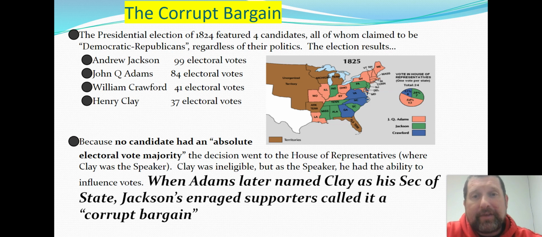The presidential election of 1824 features, of course, Andrew Jackson, a Democrat, John Quincy Adams as a Republican, and then you've got a couple other guys in there, William Crawford, Henry Clay. In the Electoral College, no candidate has what they call an absolute electoral vote majority. So the decision, as it would in these cases per the Constitution, goes to the House of Representatives.